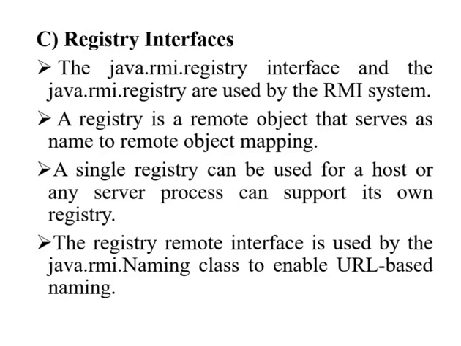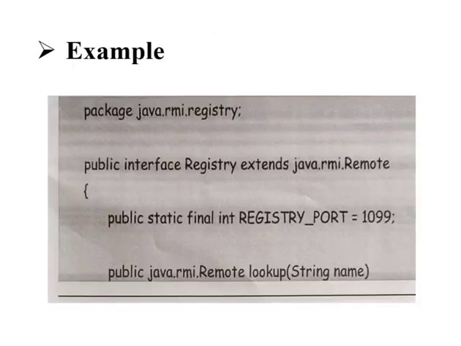Let us consider the example program. Package java.rmi.registry; public interface Registry extends java.rmi.Remote { public static final int REGISTRY_PORT = 1099; public java.rmi.Remote lookup(String name); } This program represents how we can use the Registry interface. In this way we can use the Registry interface.